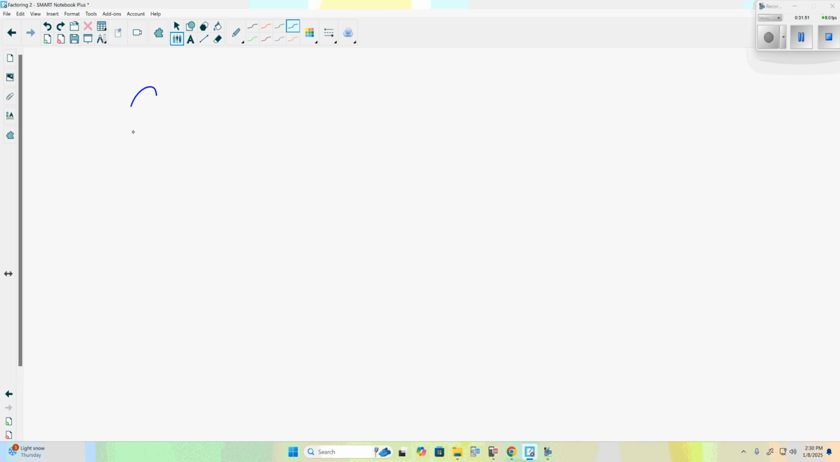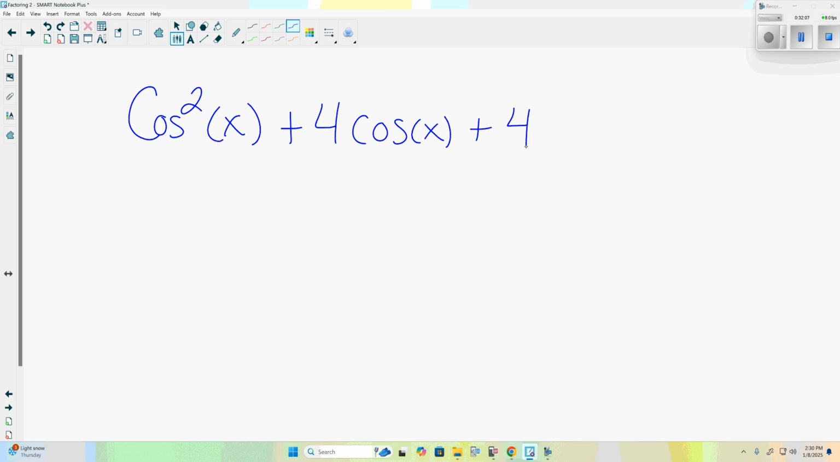Well, y'all remember this here, yes? This is what? Cosine, yes? Cosine squared of x plus 4 cosine of x plus 4. We're going to treat this, and I'm going to have you. We can factor this. Now, you don't have to write this down. I'm just, again, above and beyond. Because it doesn't seem like this is something that can be factored.